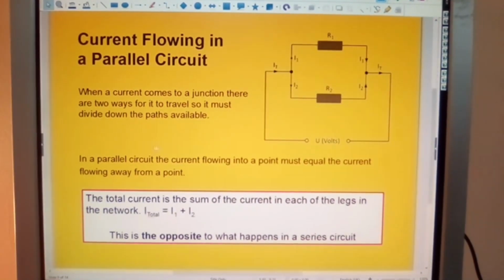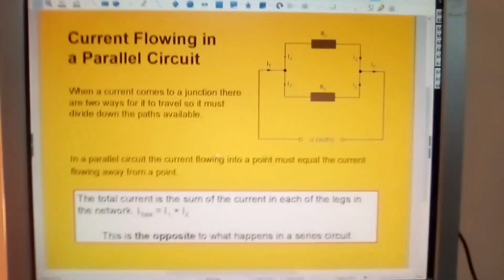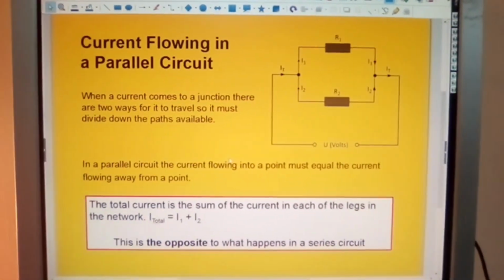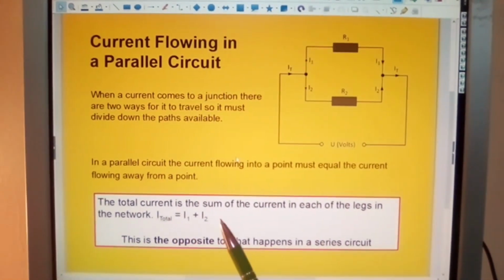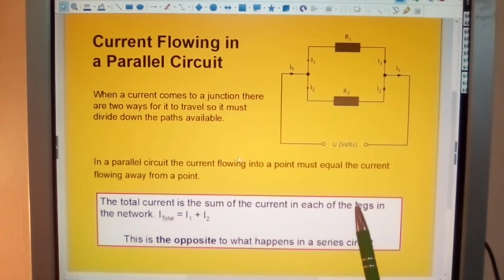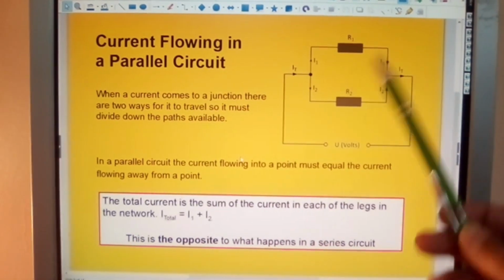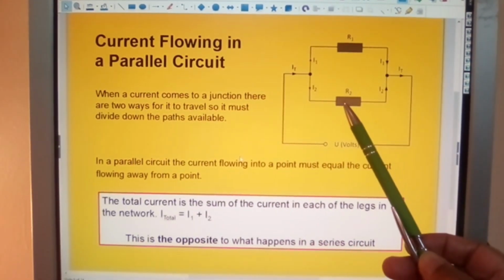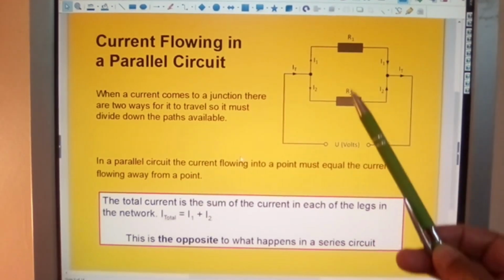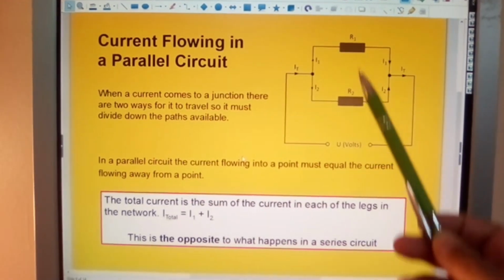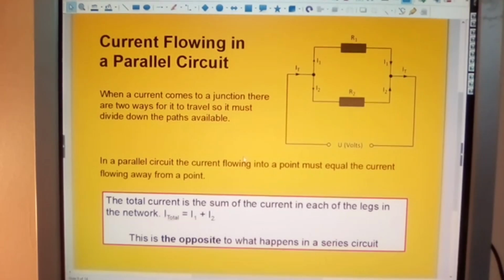Current flowing in a parallel circuit. Here, the total current is the sum of the current in each of the legs in the network. So the current would be R1, R2. The voltage across the parallel circuit is the same, but the current in each case will be different.